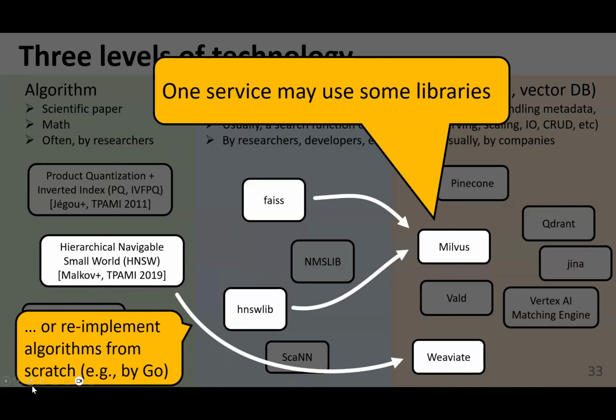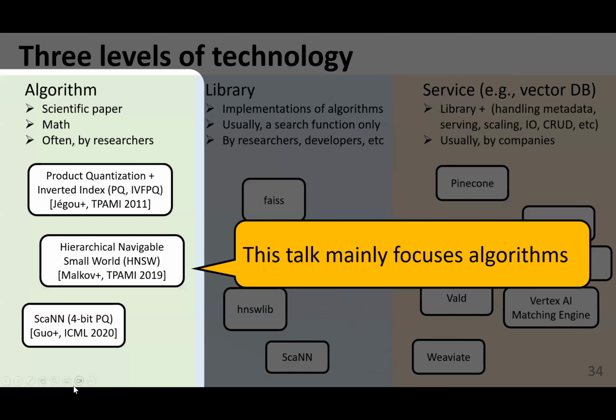Then one service may use some libraries. If I understand correctly, Milvus uses Faiss and HNSWlib inside, I think. Or sometimes they re-implement the algorithm from scratch. For example, Weaviate, these guys implement everything in Go. Go is a programming language. So they use Go to re-implement HNSW from scratch, in my understanding. Okay, so these are the things. In this talk, I mainly focus on algorithm stuff.